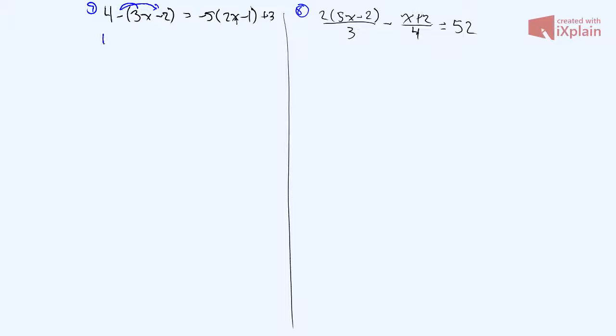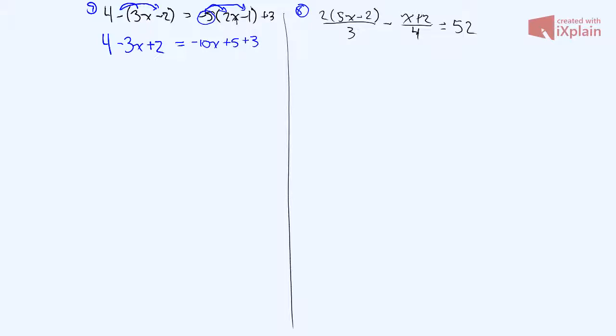So we have 4, because that doesn't change, minus a positive 3x, so that's minus 3x, and then a negative times a negative is a positive 2. And then here we're going to distribute this whole term, which is negative 5. A negative times a positive is a negative, and a negative times a negative is a positive, and since nothing happened with that, we're just going to drop it straight down.